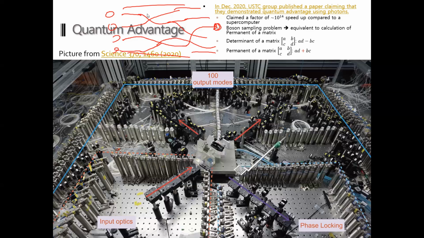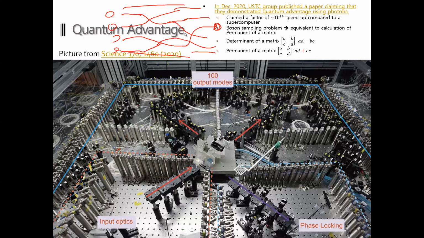However, if you just make this kind of circuit using a physical device and send down many photons like this one, then all you need to do is measure at the end of the port, and your measurement result will tell you the value of this permanent of the matrix. So that's why they can claim that they demonstrated quantum advantage.